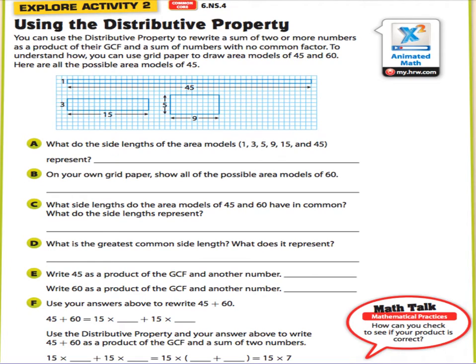All right, so here, what do the side lengths of the area models, 1, 3, 5, 9, 15, and 45, represent? So these numbers here, these are all what? Okay, all of these are factors, so 1, 45, 3, 15, 5, and 9. These are all factors of 45. Okay, so on your own grid paper, show all the possible area models of 60.